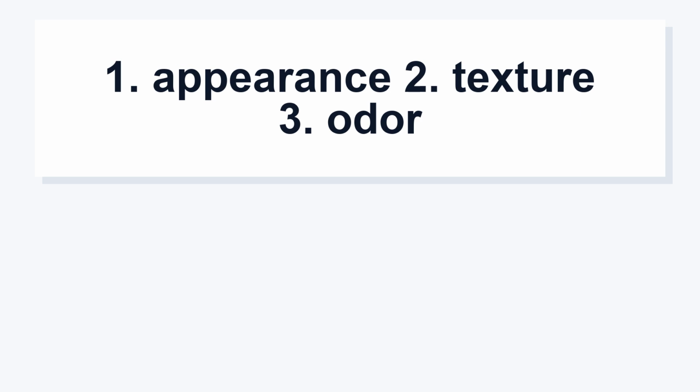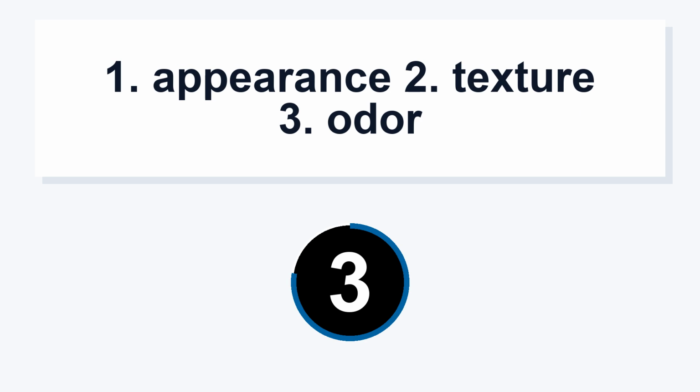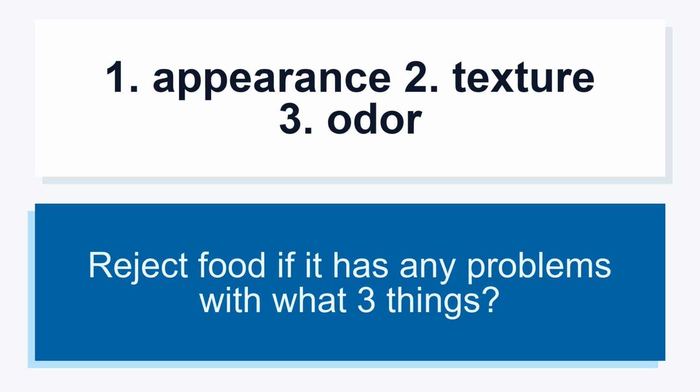1. Appearance. 2. Texture. 3. Odor. Reject food if it has any problems with what 3 things?